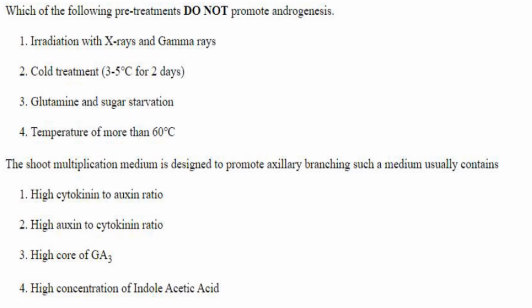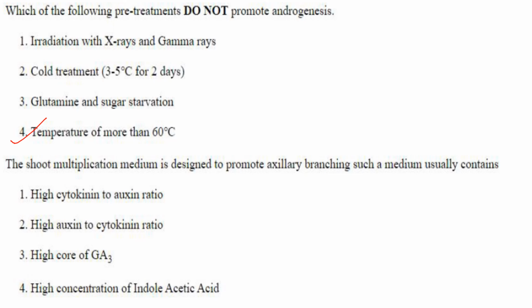Then next one. Which of the following pre-treatments do not promote androgenesis? So androgenesis is the process where haploid plants are produced from male gametes. So irradiation with X-ray and gamma rays, yes, you can get haploids. Cold treatment can also promote androgenesis. Then glutamine and sugar starvation, yes, also. Temperature of more than 60 degrees, that is not used to promote androgenesis. So 4 is the answer.